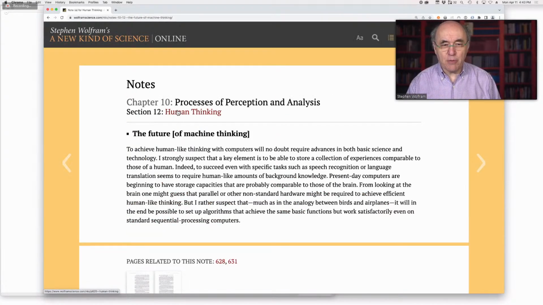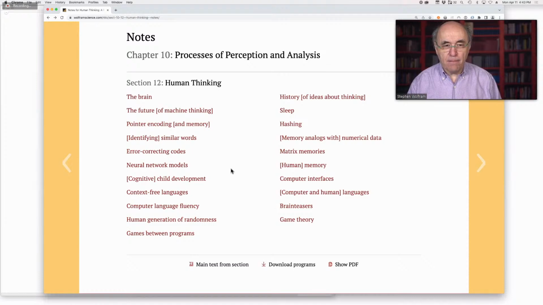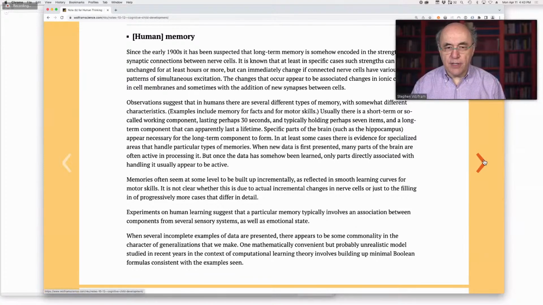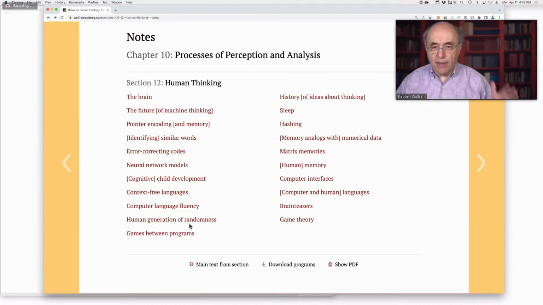Future machine thinking. Okay, that was when the name machine learning wasn't really a thing, back 20 years ago. I talk about different kinds of human memory, child development, what we store in human memory. Again, always trying to get at this question of to what extent can we crack a pattern that we think is random by using human thinking type techniques.